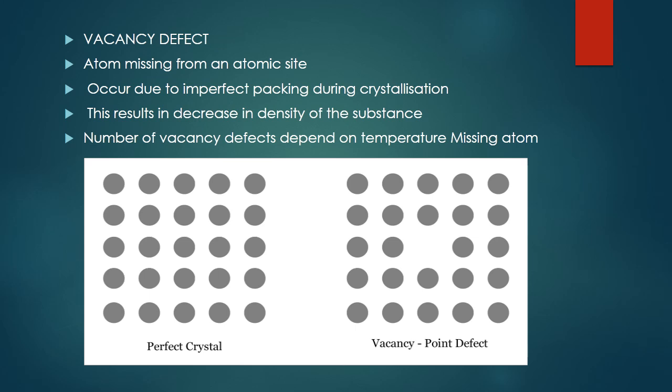Due to this defect, there may be a decrease in the density of the substance. Obviously, it affects the mechanical strength of the crystal or the material. The number of vacancy defects completely depends upon the temperature. If the temperature rises, there may be evaporation, so obviously there is a missing atom in its position, and it is termed as vacancy defect.